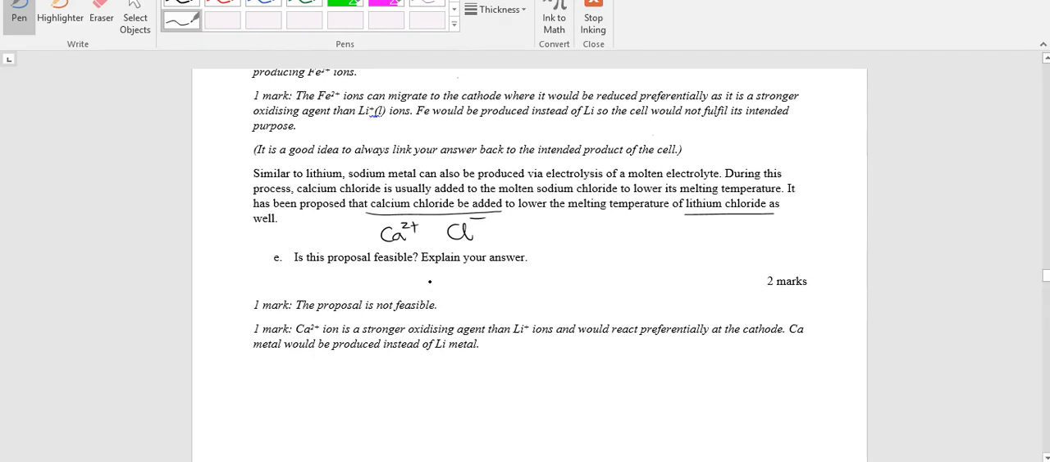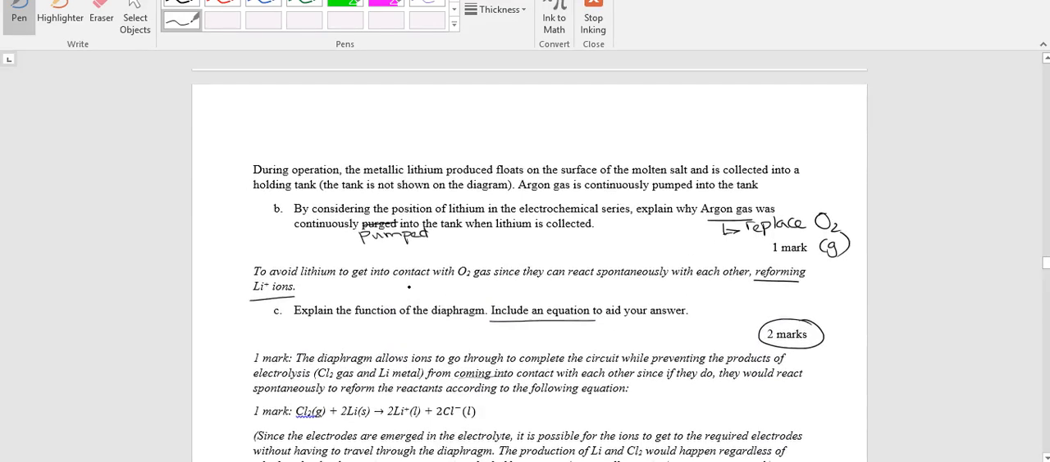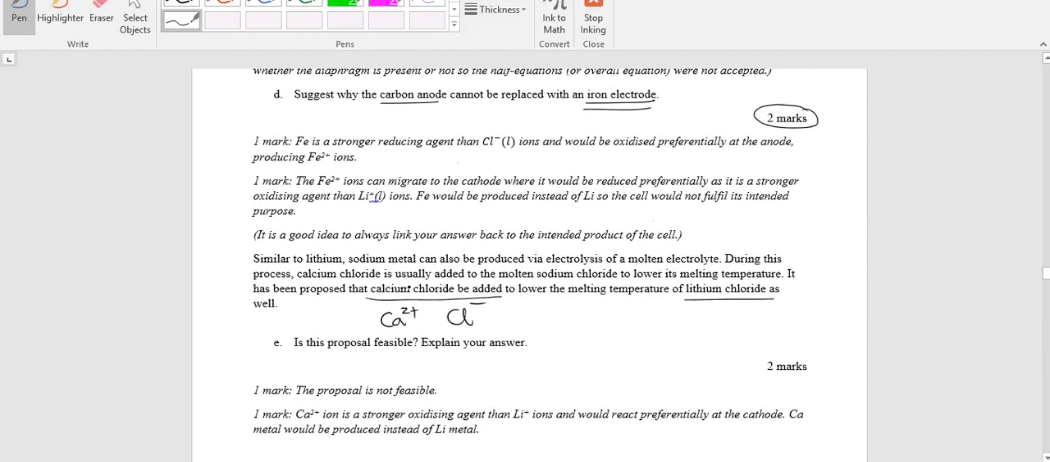So I think the moral of this question is that every time a new species is introduced into the cell, and there are quite a few things here, well, at least two questions, one after the other, that asks you to predict what would happen if you do this. What would happen if you introduce iron into the cell? What would happen if you introduce calcium ions into the cell? You need to check the electrochemical series to see whether any new competition is created by that introduction, and make sure to use the correct formula in your answer.